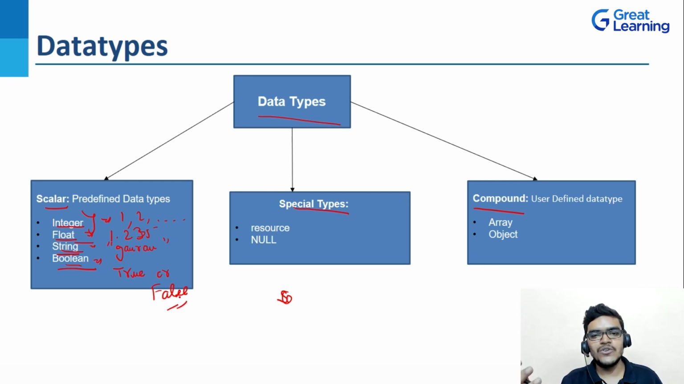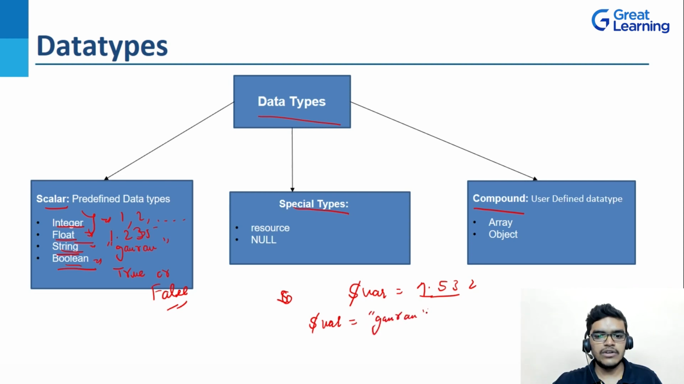Now, as I told you, in PHP you don't have to declare the data type, right? So if you are creating any variable, I will write dollar and then I will write variable. And if I am giving here one, then it will automatically associate that this is an integer data type. If I'm writing here 1.532, then it will get to know this is a float data type. Similarly for string, if I'm writing dollar variable is equal to Gaurav, then it will get to know it's a string data type, right?